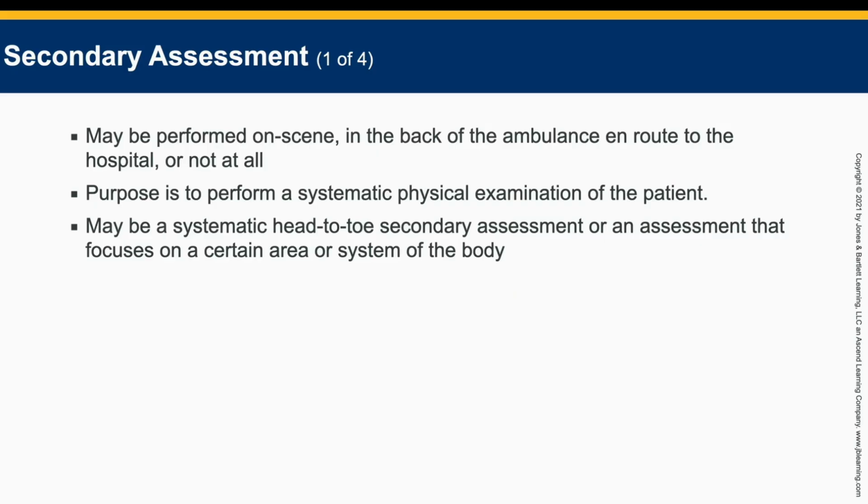The purpose of the secondary assessment is to perform a more systematic physical exam of the patient to identify injuries or medical problems that were not immediately life threats during the primary assessment. This exam may involve a full head-to-toe assessment where the EMT evaluates the entire body for injuries or abnormalities. In other situations, the secondary assessment may be focused on a specific area or body system, especially if the patient's chief complaint points to a particular problem. The goal of the secondary assessment is to gather information that helps guide patient care and treatment decisions.